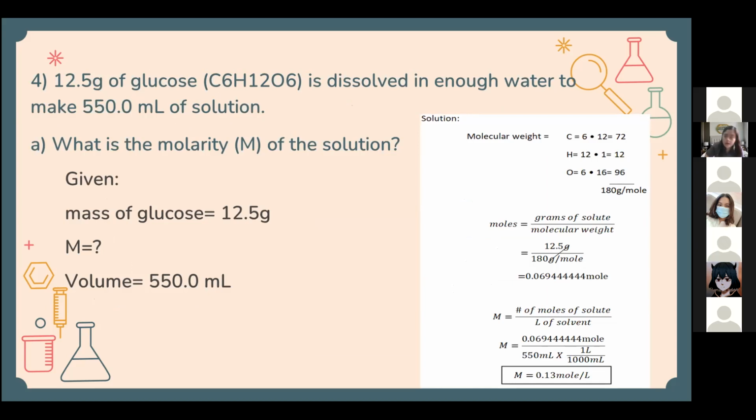So in number 4, we have 12.5 grams of glucose, or C6H12O6, dissolved in enough water to make 550.0 ml of solution. So we have here our given: the mass of glucose equals 12.5 grams and the volume, which is 550 ml. Now the missing value is the molarity.